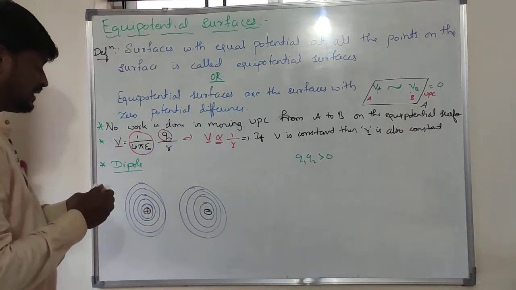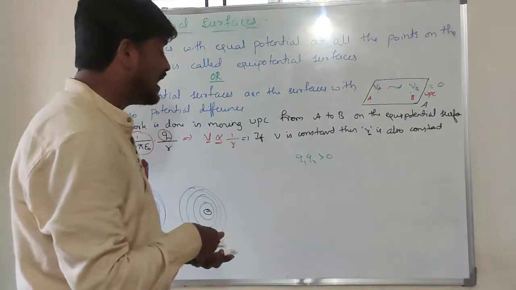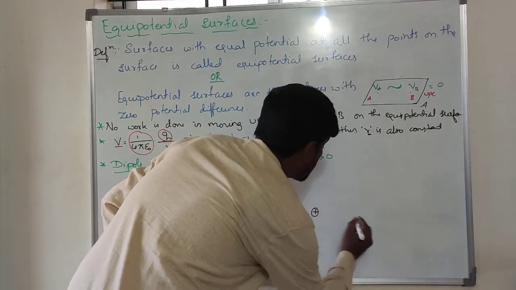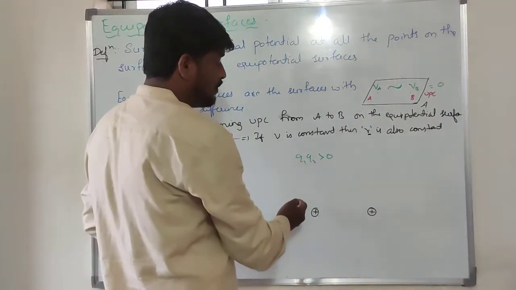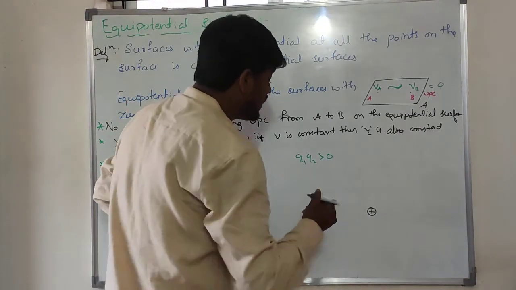Then I come to the other case, where Q1, Q2 are greater than 0, that is like charges. Let me take two charges here, a plus charge and a plus charge. What is the nature of the field in this case? If I draw the diagram, it goes like this.